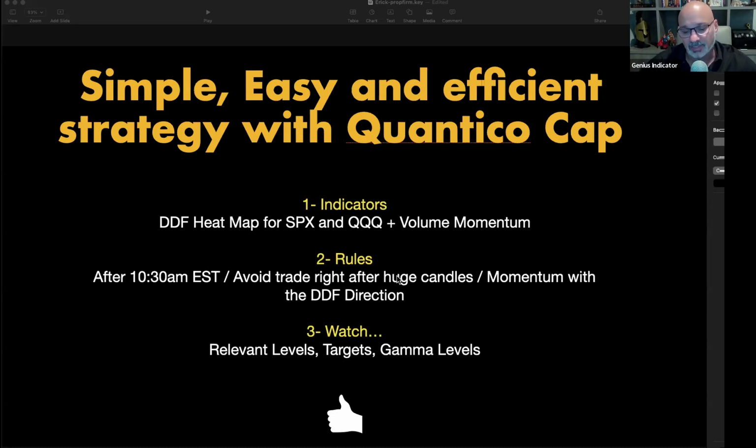Avoid trading right after a huge candle. So sometimes you see big candles, right? Avoid trading right after these candles. Wait for some confirmation. I'm going to show you guys.